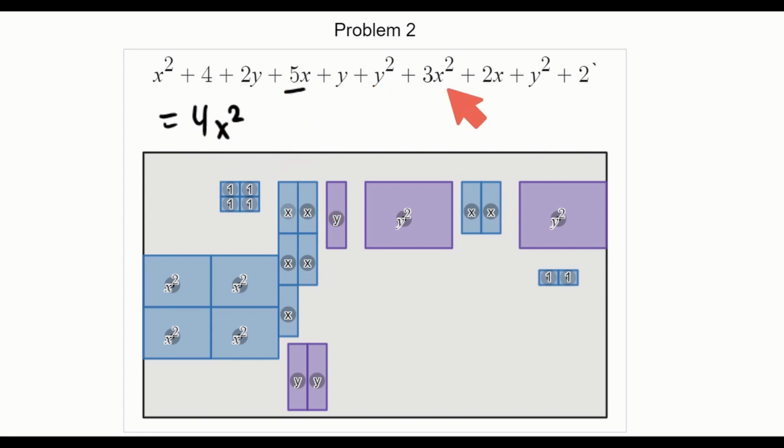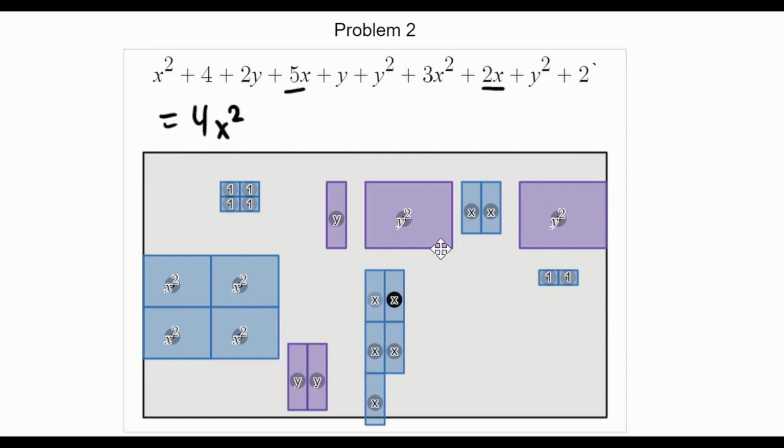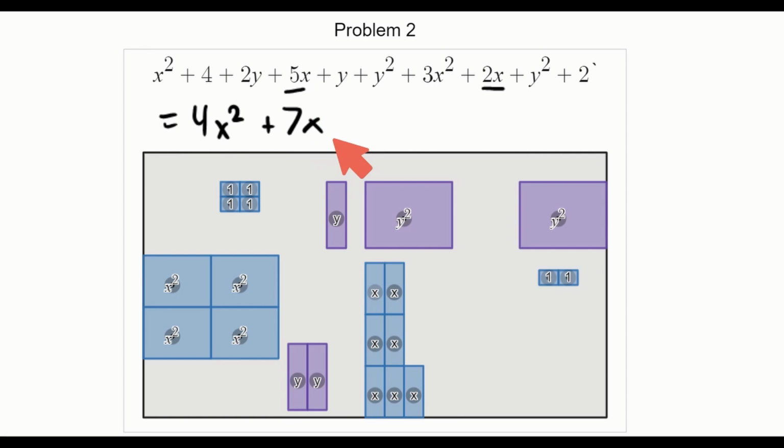Now let's group our x's together. We have 5x plus 2x. What's 5x and 2x going to be? Notice that these are the same sign, so we're just going to count them up. 2, 4, 5, 6, 7. We have a total of 7 x's. Now let's group our y squareds. We have y squared here and y squared here. Counting these up, we have a total of 2 y squareds.